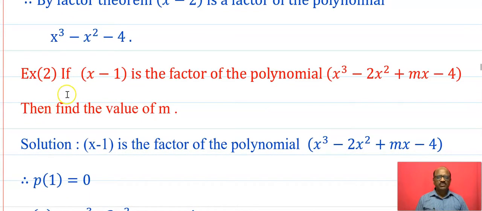Now the example number 2. If x minus 1 is a factor of the polynomial x cube minus 2x square plus mx minus 4, then find the value of m.